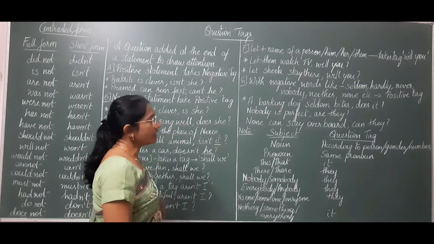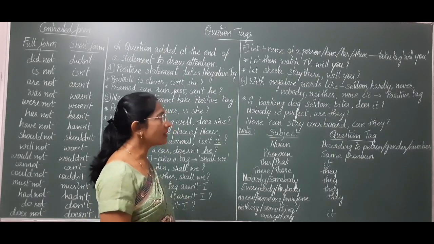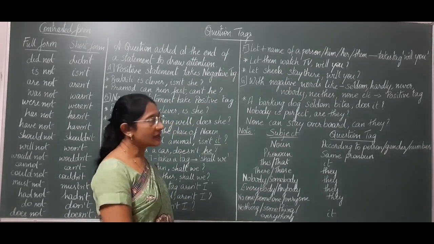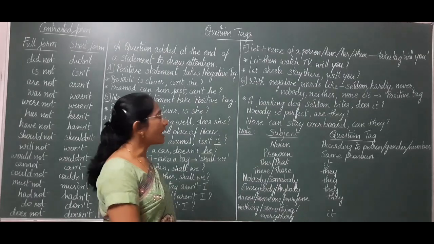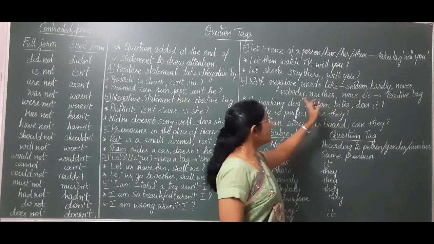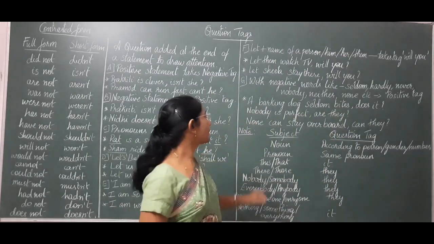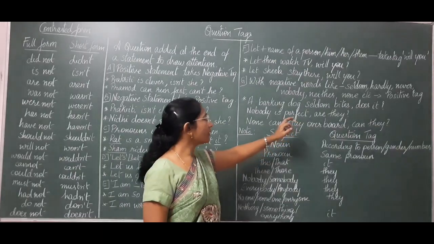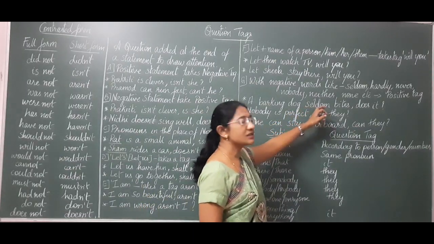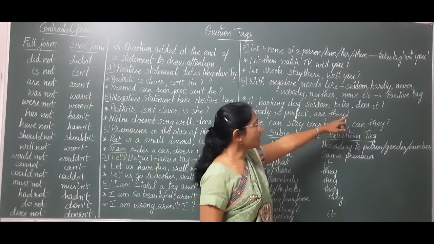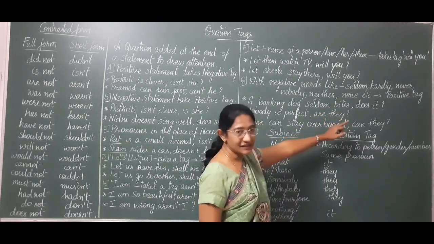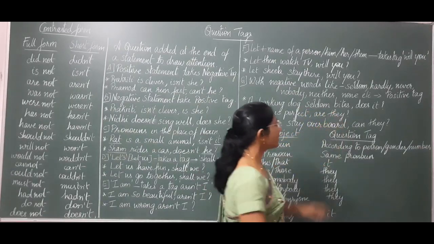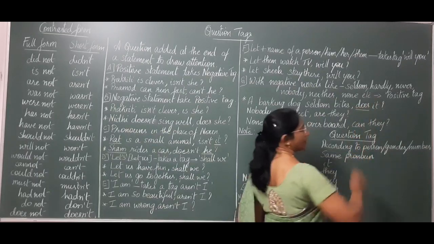Next, with negative words like seldom, hardly, never, nobody, neither, none, we use a positive tag as they give the negative sense of a statement. A barking dog seldom bites. So, it is a negative term that it does not bite. And the tag will be positive, does it? So, understood the dog does not bite. So, we are taking a positive tag.